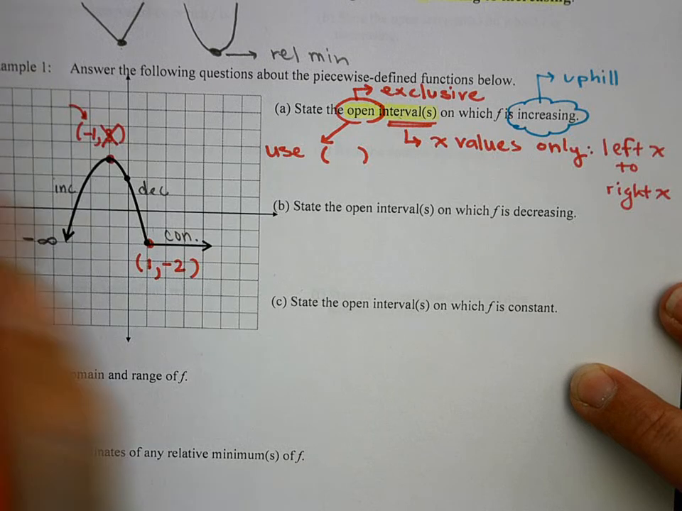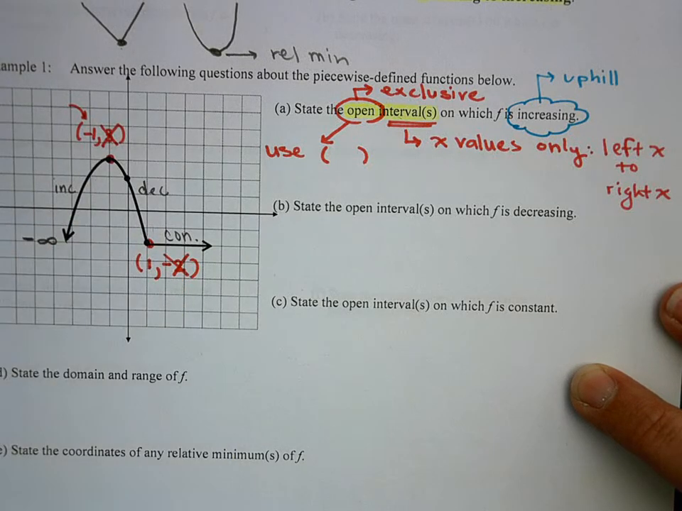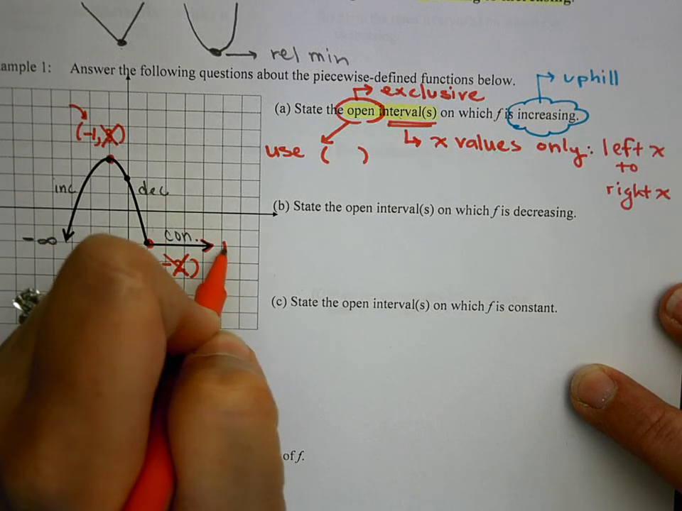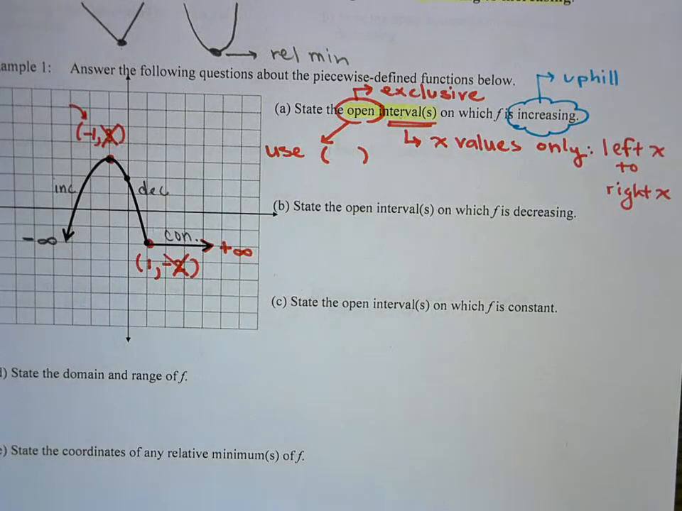But again, we don't use the y value, so I'm going to cross that off. And then when do I stop being constant? I never stop, right? Because it's pointed forever to the right, so it's going to go to positive infinity. All right, so that was a whole lot of information to answer just part A, but I think that will help us with the rest of them as well.